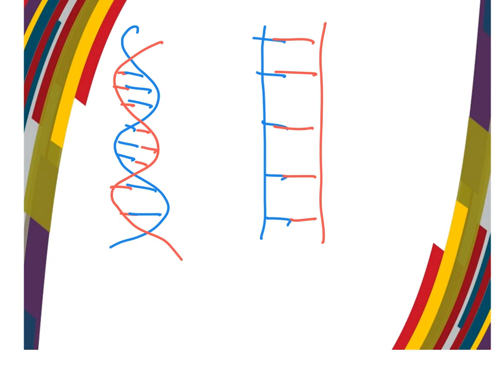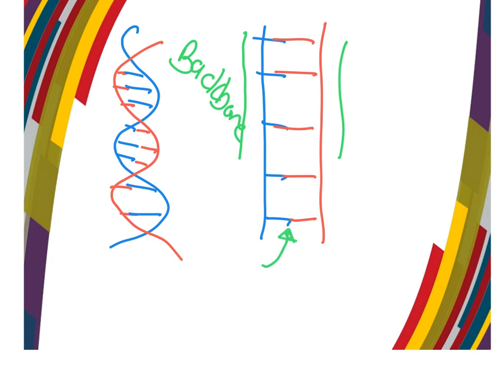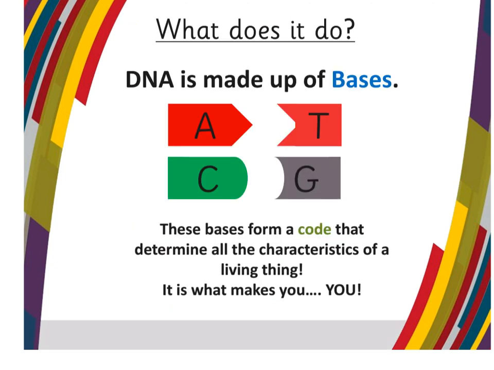Now there are some key bits to these strands. I'll do this bit in green. So down the side of it we have what's called a backbone, and that's made from sugars and phosphates. That's a sugar phosphate backbone, and on both sides we have a backbone. And then in the middle, on these rung parts of the ladder, we have a special type of chemical called a base. And the bases are what make us who we are. So I'm going to talk about the bases for a few more minutes to help you understand why they're so important. So DNA is made up of these things called bases.